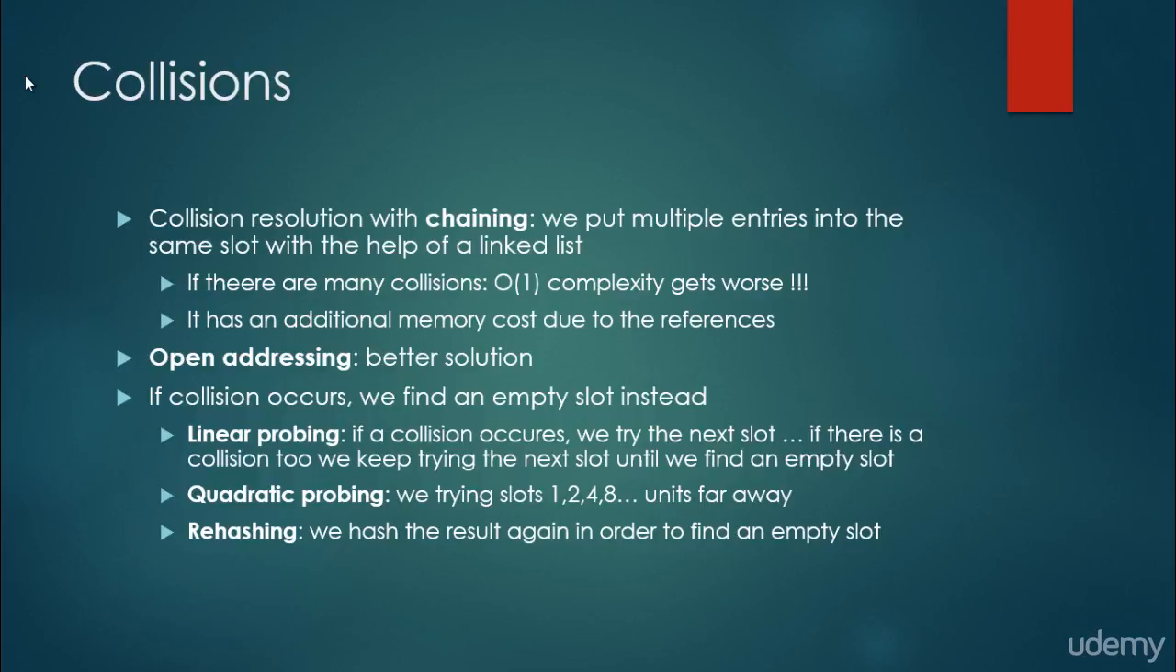Quadratic probing is where we try the slots 1, 2, 4, 8 units far away. So it is not linear; we don't go step by step further away from the collision. If there is a collision again, we go twice as far away, then 4 times as far away. And it's very important, I forgot to mention, that prime numbers are important in order to avoid clustering.